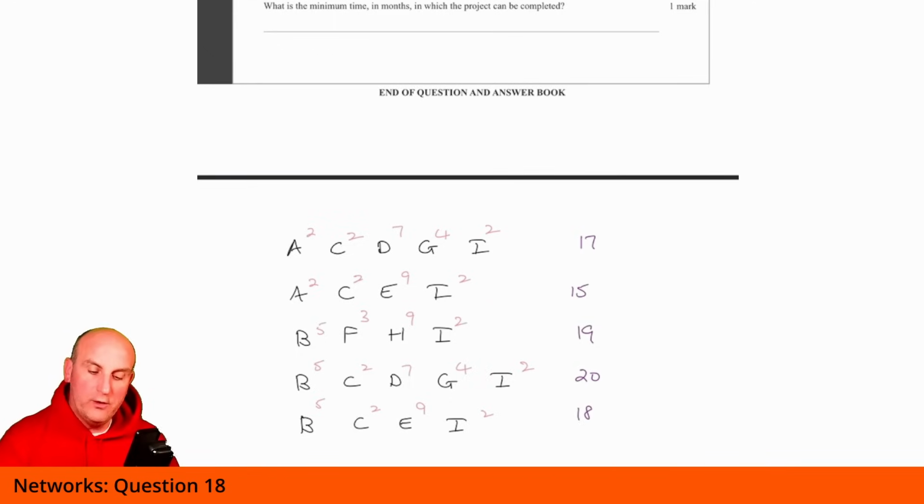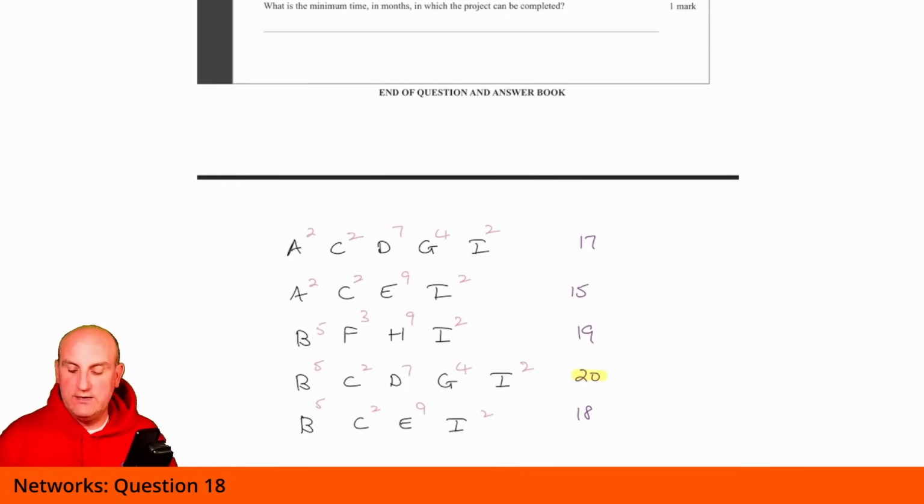So the whole point of this is that's my critical path, all right? So B, C, D, G, and I is my critical path. So the question is, is there anything on my critical path that I can reduce? Yes. Well, as it turns out, I've got two things I can reduce. I've got B, yeah, and I.